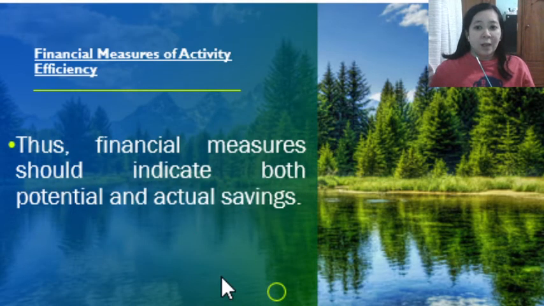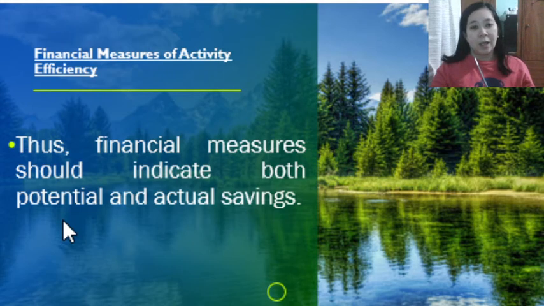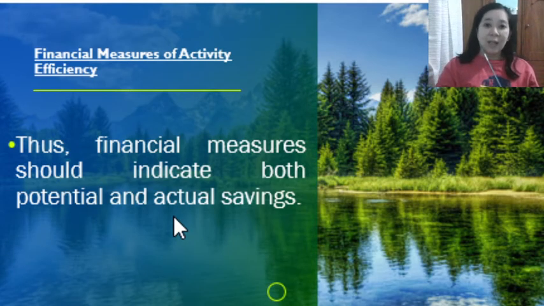So our financial measure should indicate both potential and actual savings. Potential means that there is already an expected savings, even before that particular activity was performed. And actual, of course, is the measurement of the difference once the activity has already been conducted.